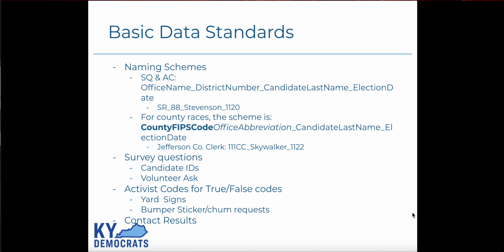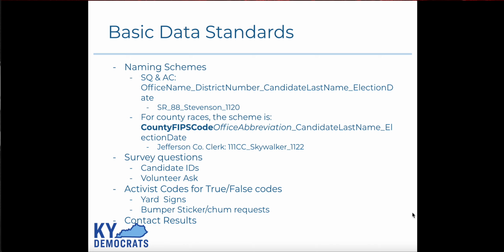So for Sherlyn's, in 2020, it was SR underscore 88 underscore Stevenson. Again, if it would have been a longer last name, we would put CS for Sherlyn Stevenson, underscore 1120 for the election date. If it's a county race, we do have a little bit of something different to make it a lot easier to put that in there.